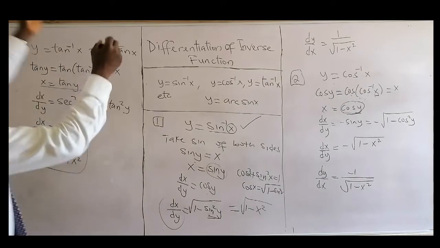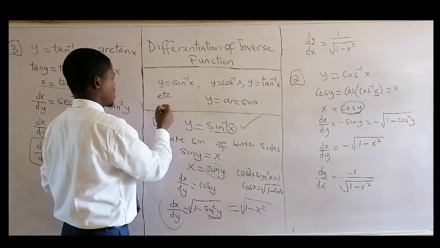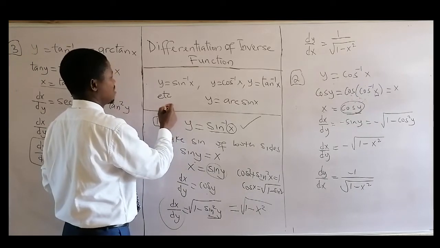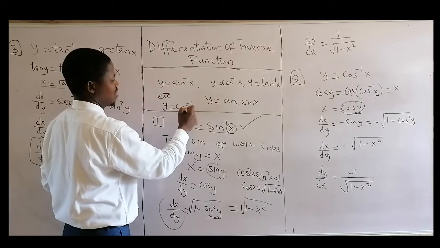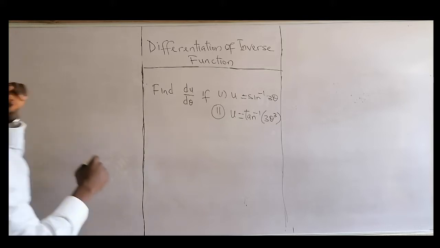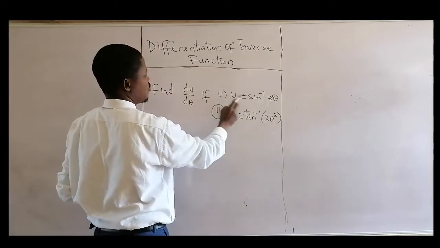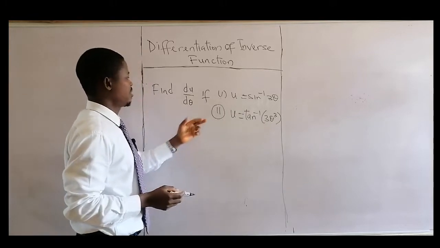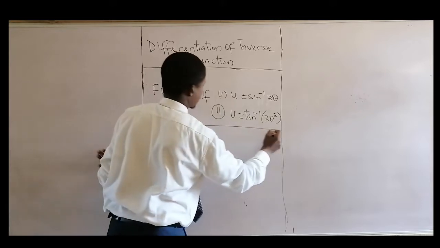There are others, there are more, but for this case we just stop here and then go to the question. There is still arc cosine y equal to this one. There are still other ones, but we just stop there. Question: find du/d theta if 1, u is this; 2, u is this. So let's see the solution to that.